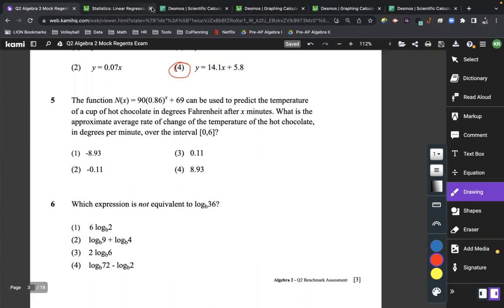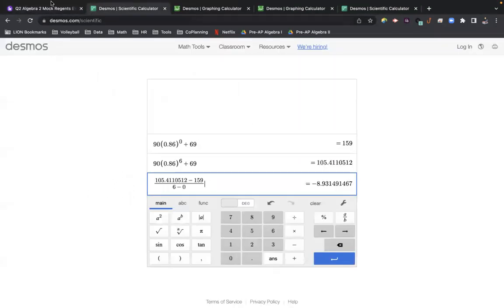So I'm going to close that tab. Yep, we can leave, it's time to go.